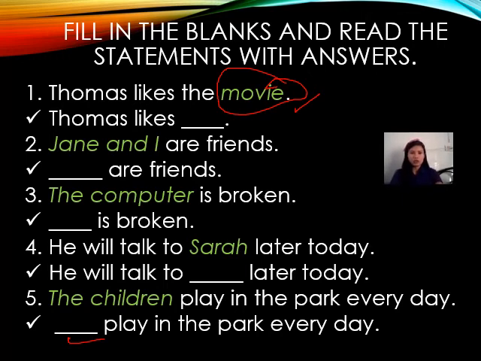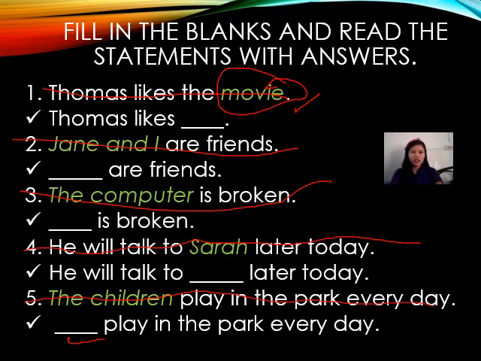Okay, so don't read this, class. Don't say this one. Don't say this and this one. Only with the check. Okay, just say these statements with the check. Jamaica, do you understand? Okay, for example, number one, Thomas likes what? Number two, blank are friends. Number three, blank is broken. Number four, he will talk to blank later today. Number five, blank play in the park every day.